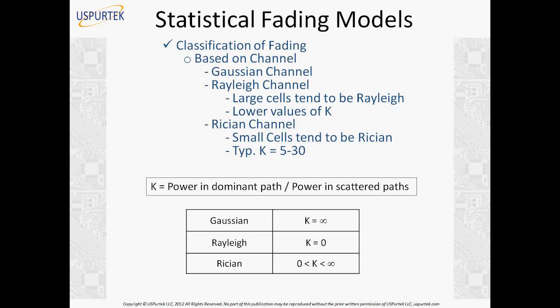Now, if you look at the text on the slide, large cells tend to be Rayleigh. Large cells means like you have 10 kilometers, 50 kilometers of distance range. Those are large cells, or bigger than that actually, right? So they tend to have lower values of K. And small cells tend to be Rician. Small cells, as we talked before, could be wireless LAN cells, femto cells, or pico cells, where the distance is small. You are either on a university campus, or an enterprise campus, or even in your home actually, right? So there the small cells tend to be Rician channels, and the value of K is anywhere between 5 and 30. It's an estimate from the measurement section.